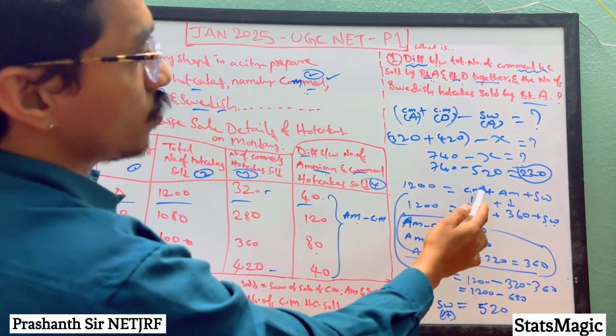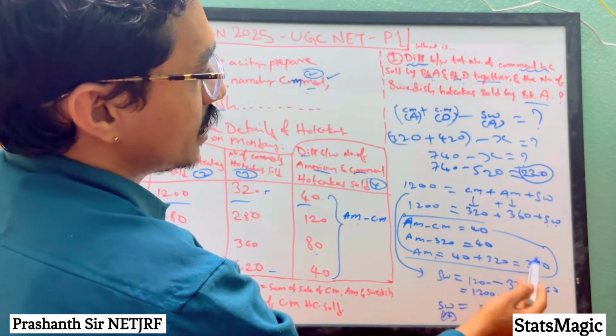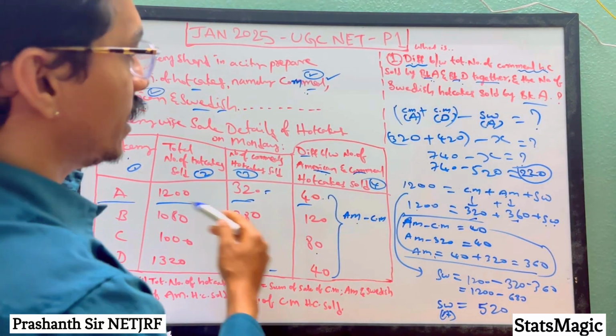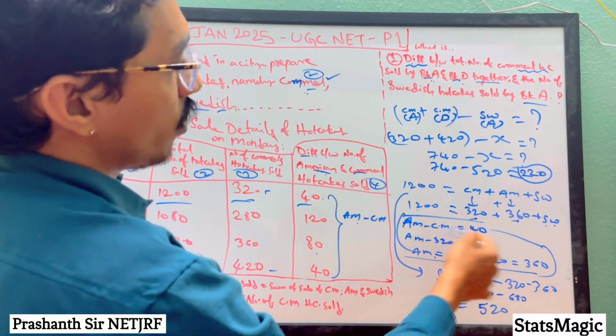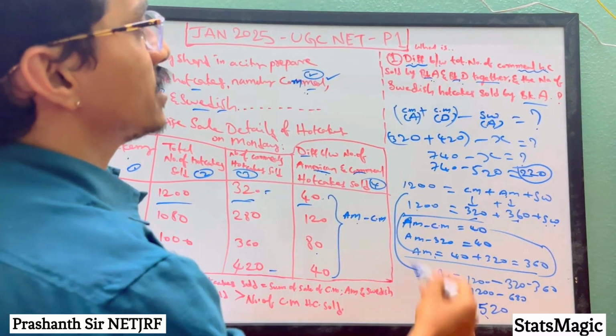Corn meal, American plus Swedish. From here we have American 360. I have placed it. 320 they gave directly here for corn meal. Now Swedish we have found out from here, that is 520. Then we replaced it here.